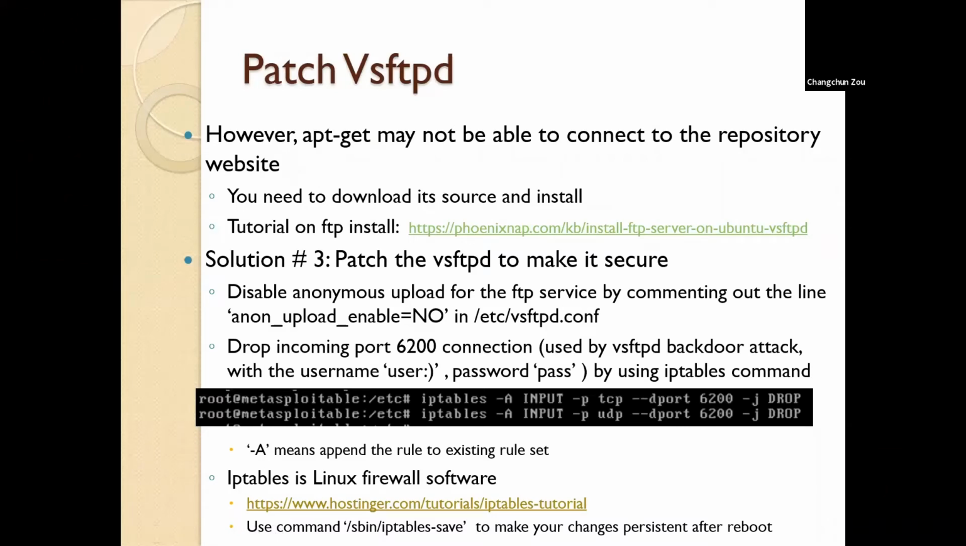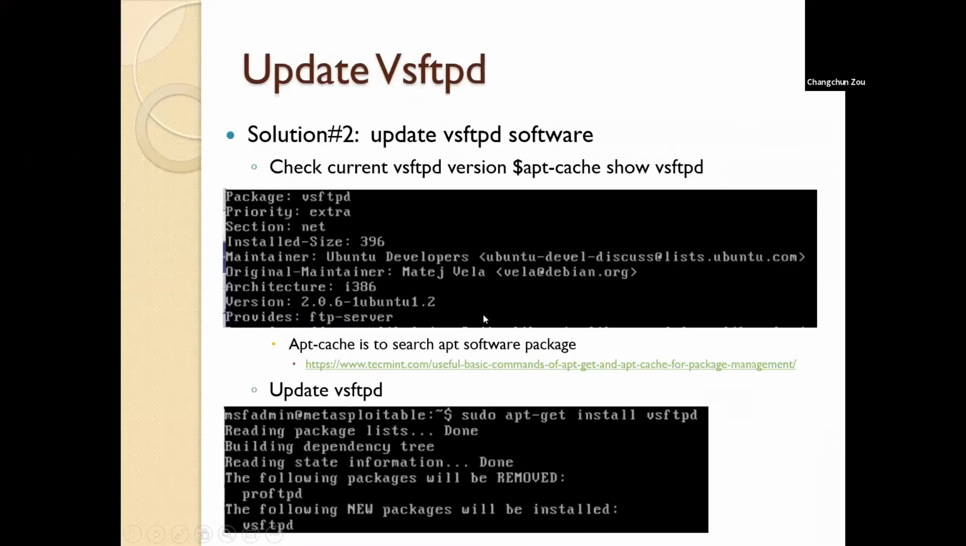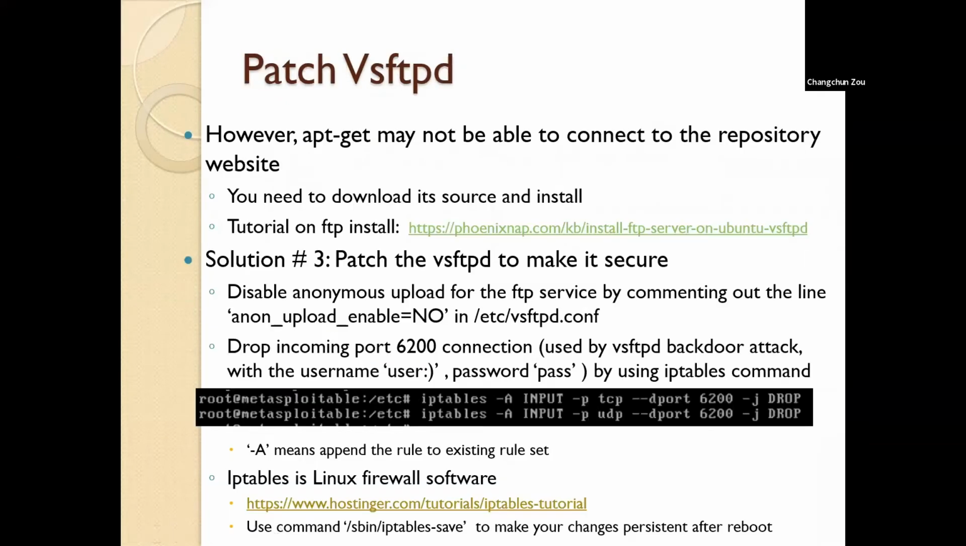So suppose I do this. One way is that you block this backdoor. You can also disable anonymous upload for the FTP service by commenting this out in this vsftpd, because this package vsftpd has its own configuration file. So in this configuration file, you can comment out this anonymous upload enable rule.